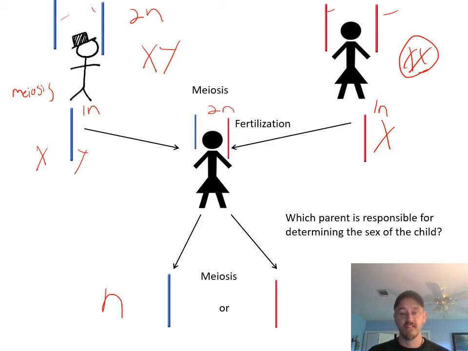Now she, in this case, inherited two X's. She got an X from dad and an X from mom, and one of those X's could be passed off. She could pass off the X from dad to the next generation, or she could pass on the X she got from mom to the next generation.